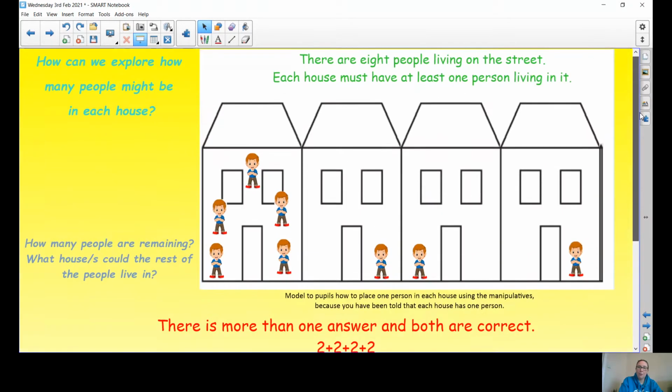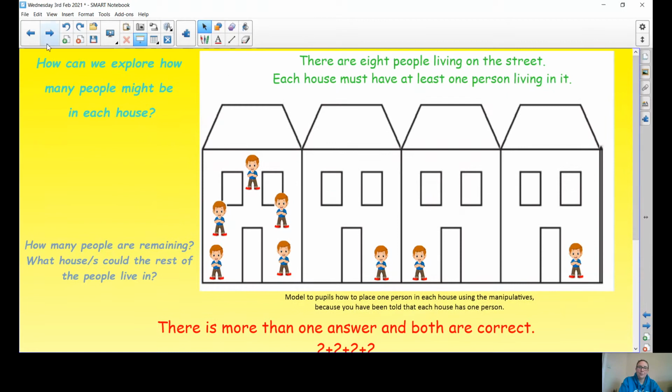Did you come up with any of those or anything that was different? Well done, there's still 8 people. Let's check. 1, 2, 3, 4, 5, 6, 7, 8. So the total number of people hasn't changed.